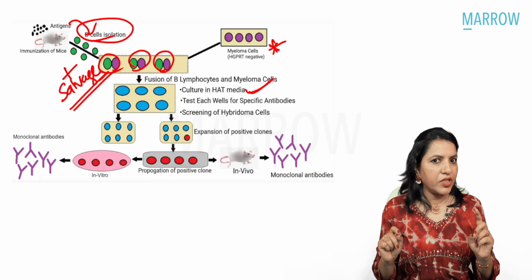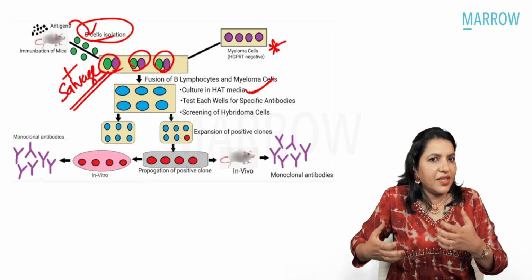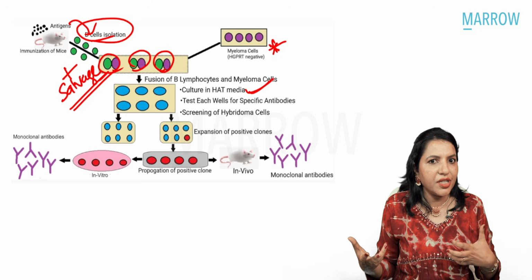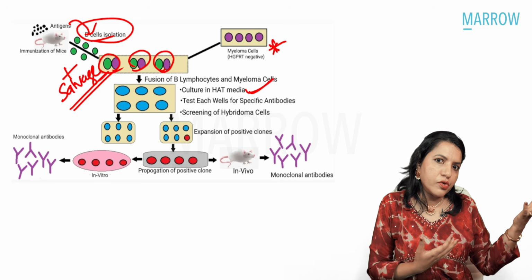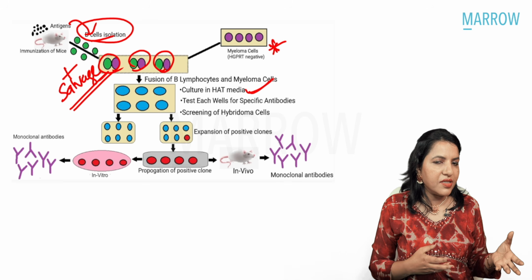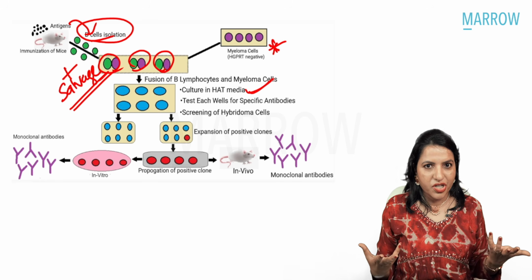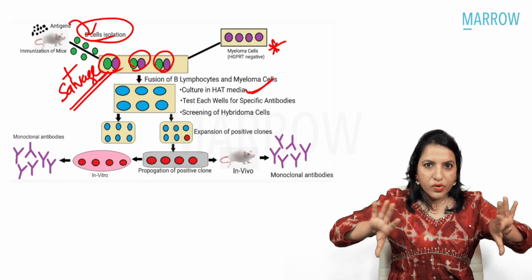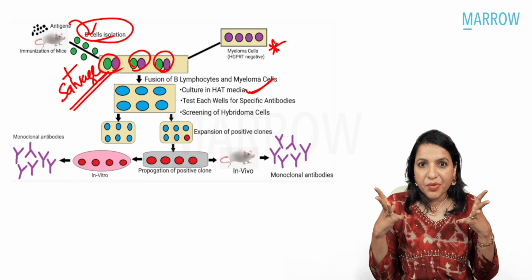But the unfused cells are of two types. The myeloma cell will not survive because there is no HGPRTase. It cannot survive in that HAT medium because the salvage pathway is deficient. What about unfused B cells? They also don't survive because they don't have immense replicating potential. So these two will die, but what will survive is the hybridoma cell.